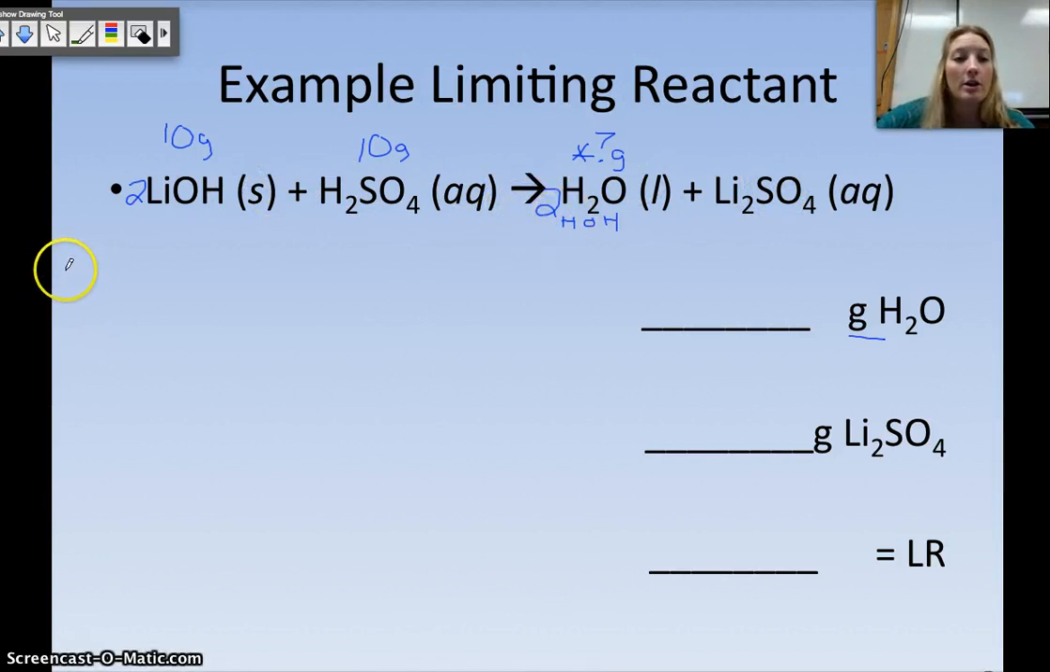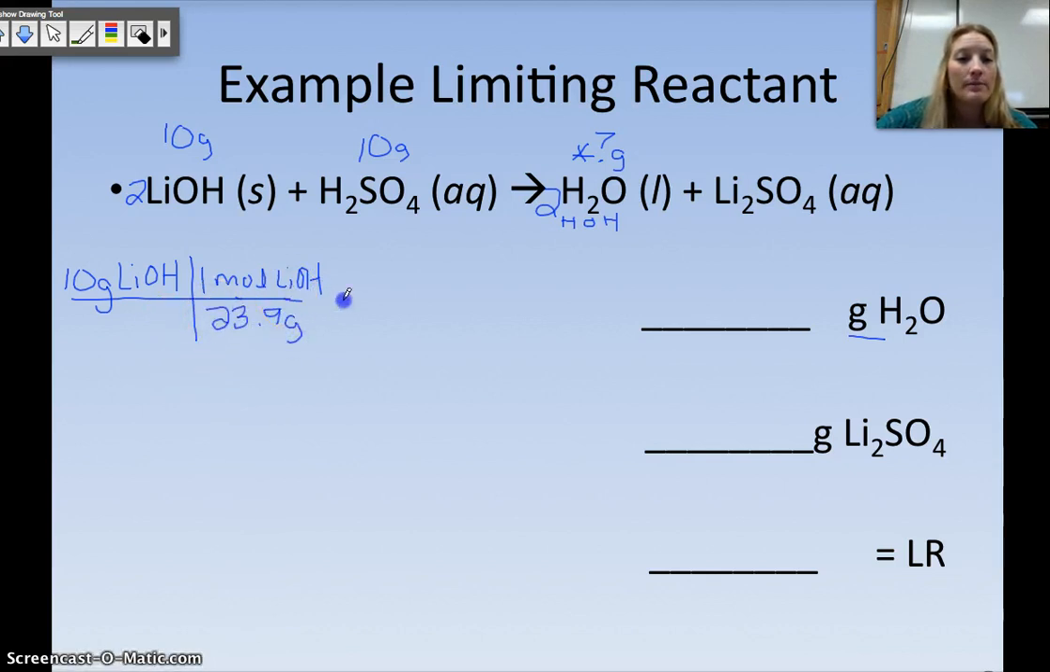Okay, so now it's time for our stoich. If we start with 10 grams of our LiOH, we are trying to find how many grams of water. So grams to moles, moles to moles, moles to grams, according to our mole map. So 1 mole of LiOH, if we add that up, is going to be 23.9 grams. Grams canceled. If we do our moles to moles, moles of LiOH to moles of water, from our balanced equation, we have 2 moles of LiOH to 2 moles of water.